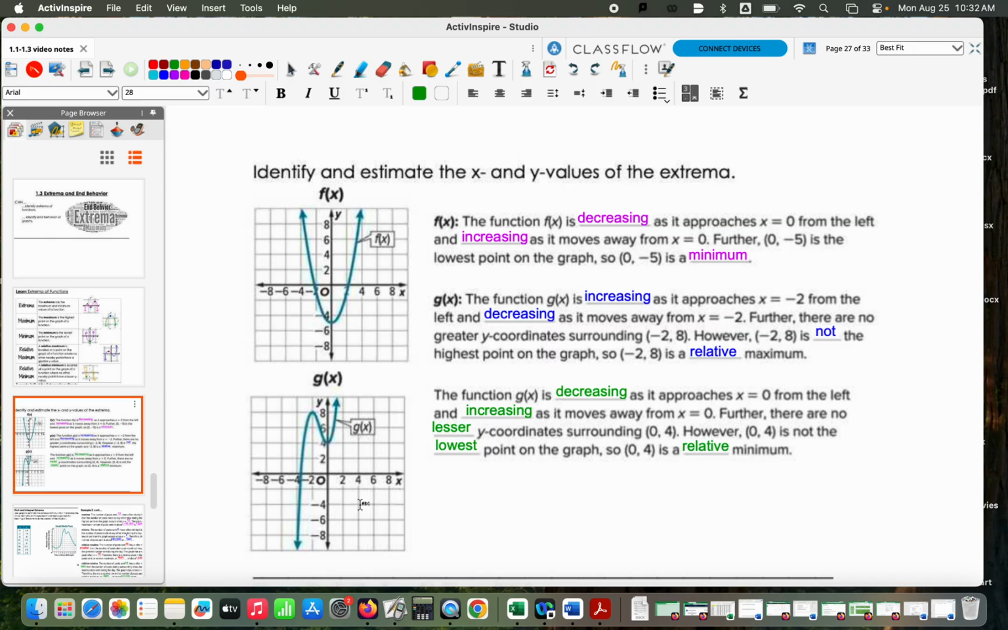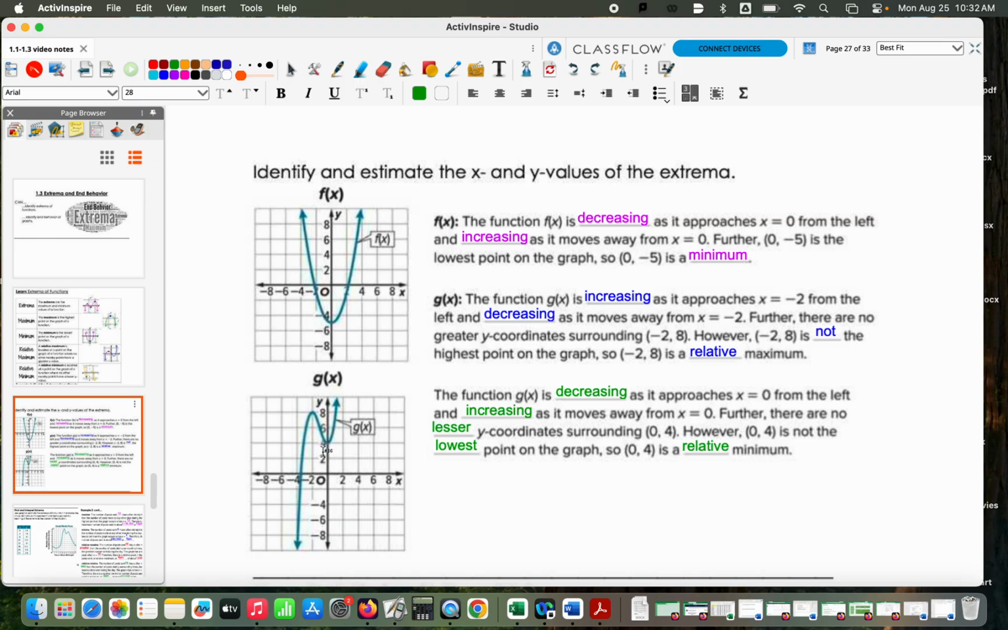This function g of x, now we're talking down here, it's increasing as we approach x equals -2. So here's -2. We're talking about this point. It's increasing as I read left to right, then it's decreasing as it moves away from -2. There are no greater y coordinates surrounding it. However, it's not the highest point in the graph. There are other parts that will be higher. So this would be a relative maximum.